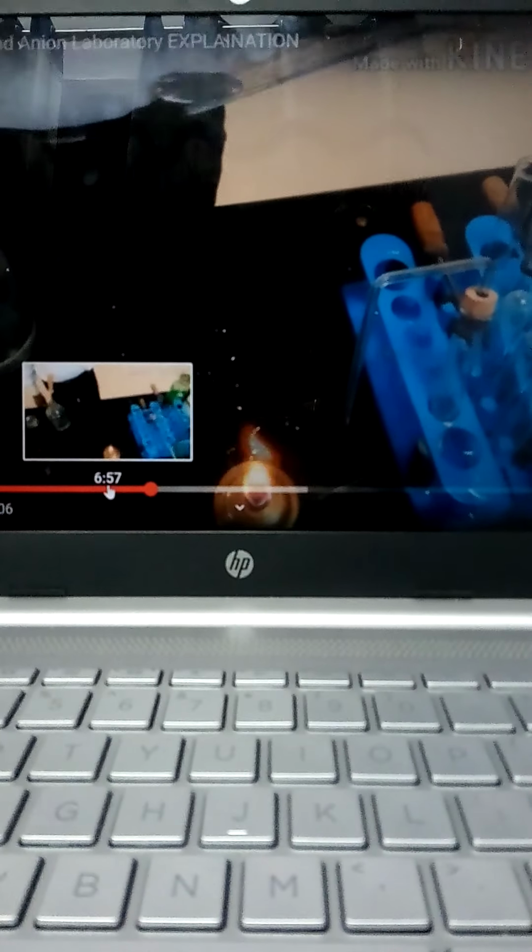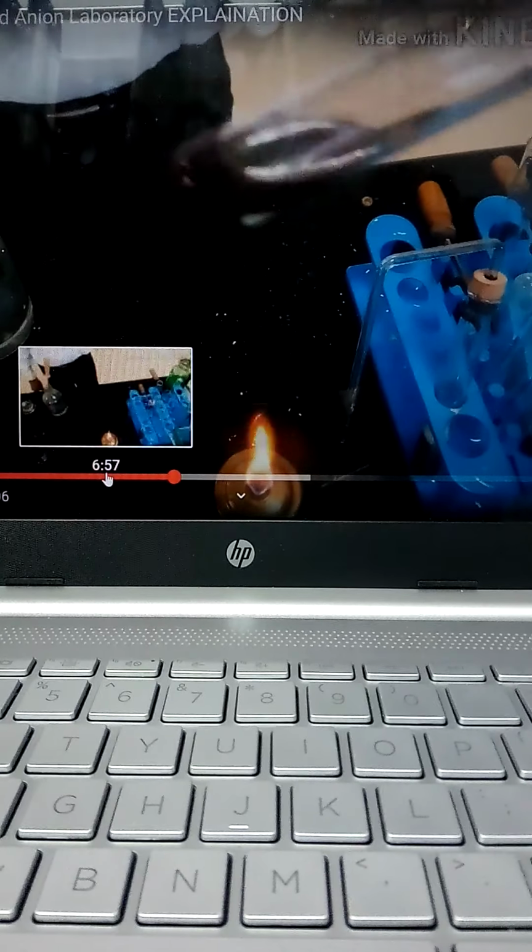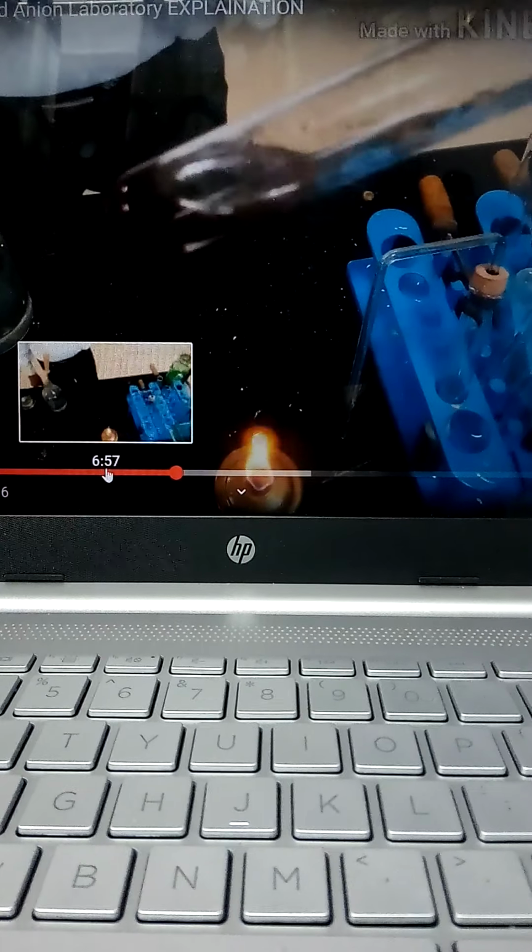On adding potassium ferrocyanate, you can notice the changes. Here the potassium ferrocyanate gives a chocolate color precipitate. In the test tube you can notice the color changes. The black precipitate is turned into chocolate color. So this confirms copper ion.